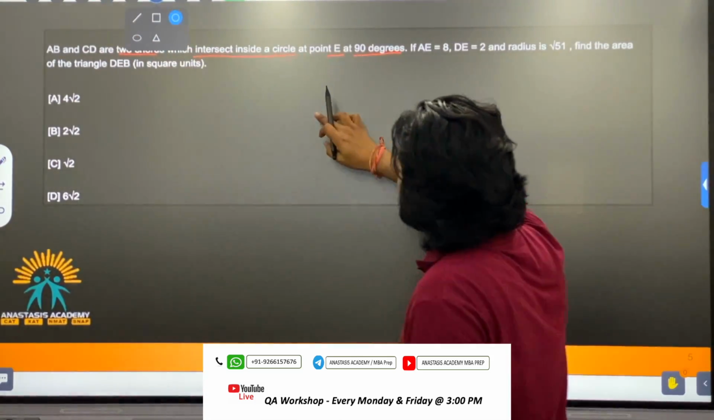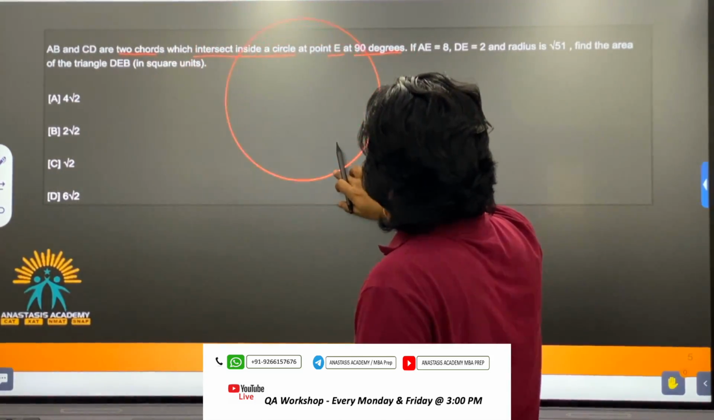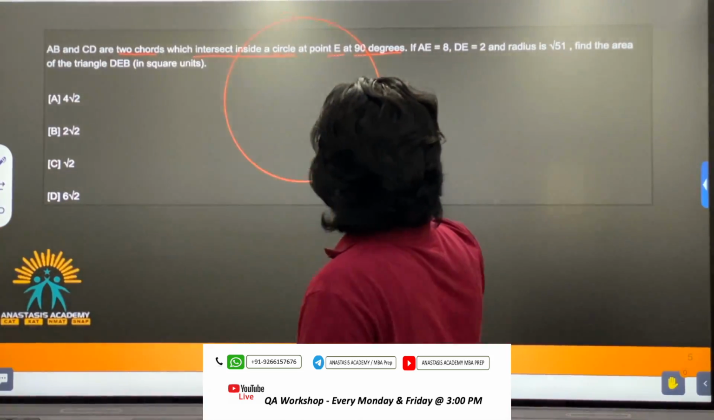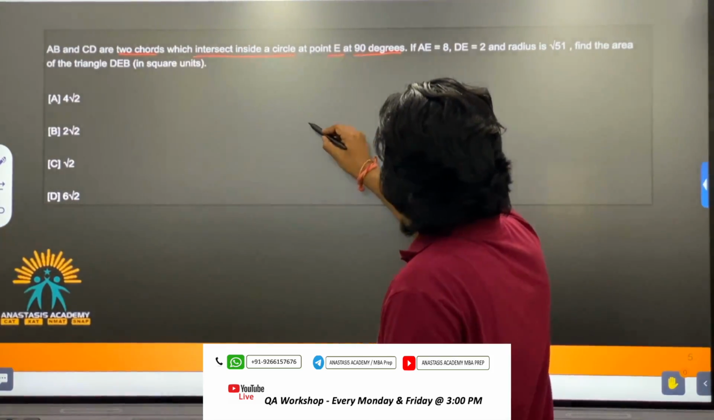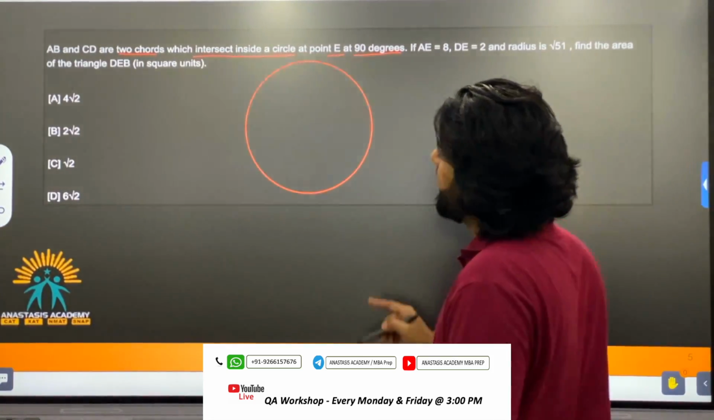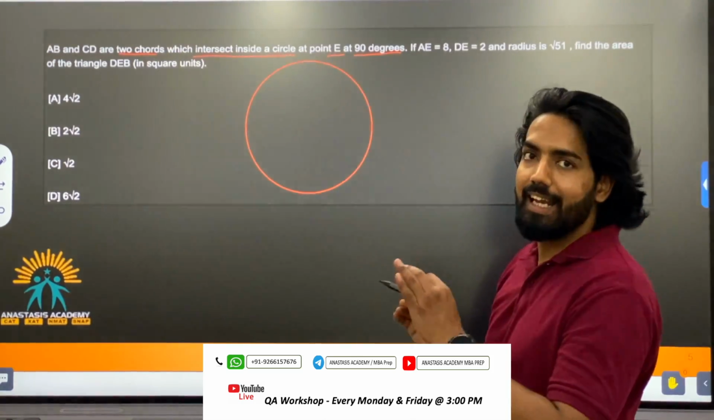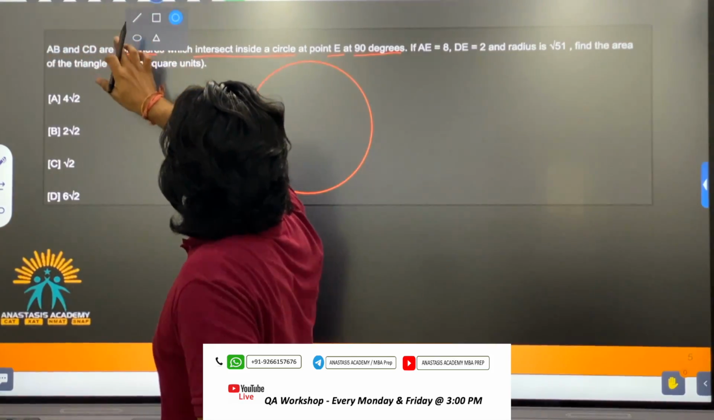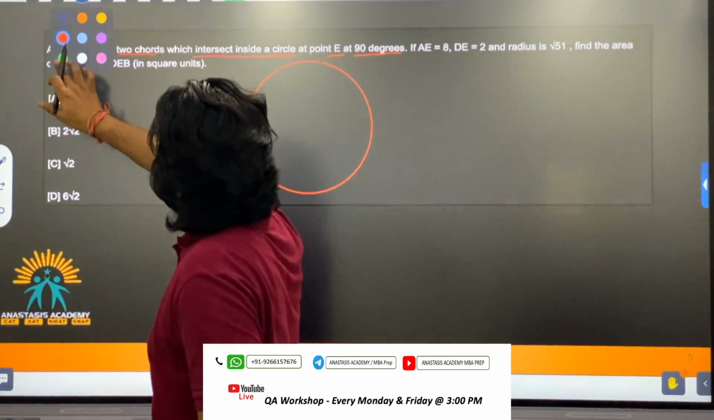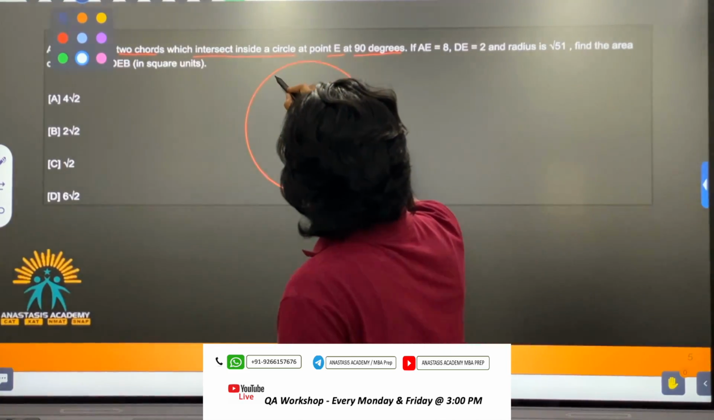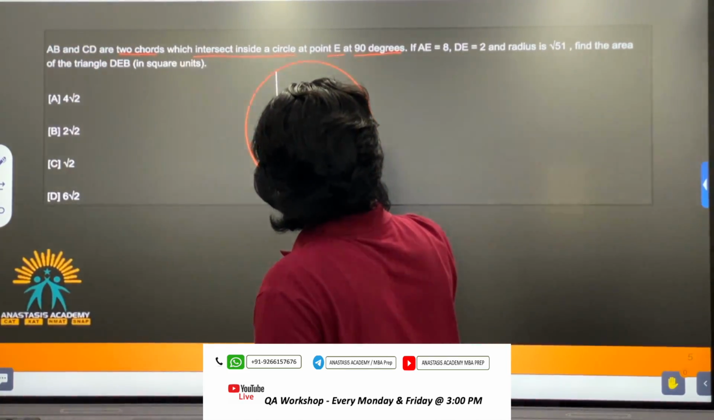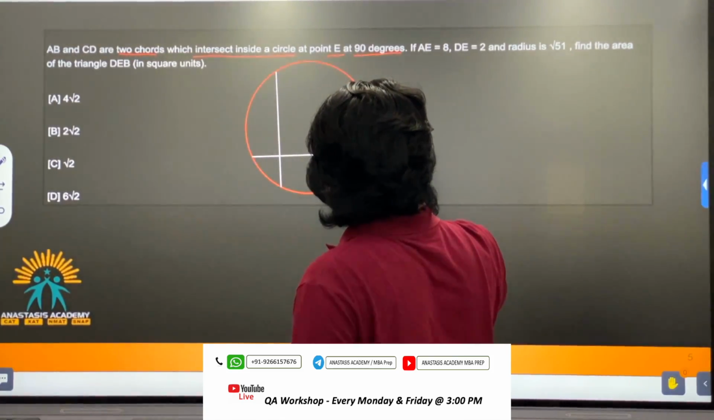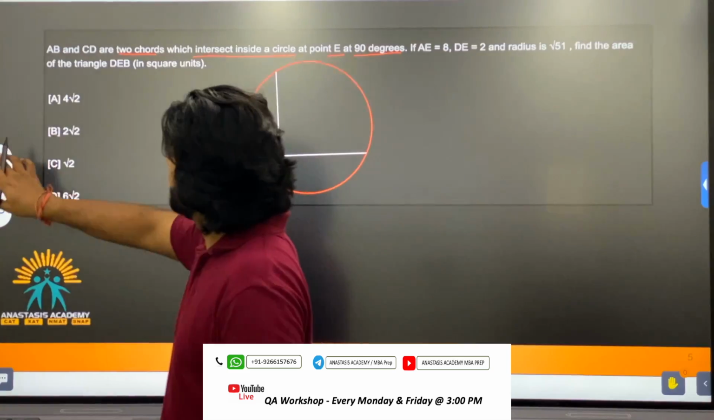There is a circle, and inside this circle, two chords intersect at 90 degrees. So let's draw these chords. This is the first chord, this is the second chord. They are intersecting at 90 degrees, right?